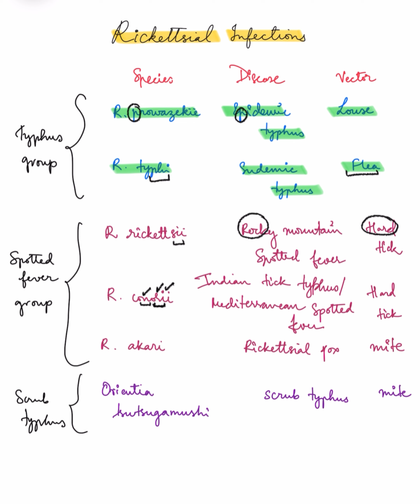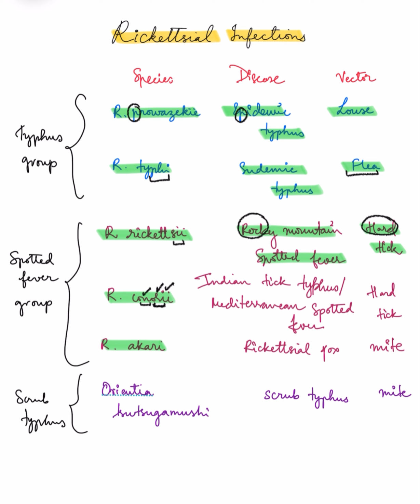Then we have the spotted fever group. There are three organisms here: Rickettsia rickettsii, Rickettsia conorii, and Rickettsia akari. The species Rickettsia rickettsii causes Rocky Mountain spotted fever, and they are transmitted by the vector hard tick. So there is the word rock in the name of the disease, Rocky Mountain spotted fever, and rocks are very hard. That's how I remember they are transmitted by hard ticks.